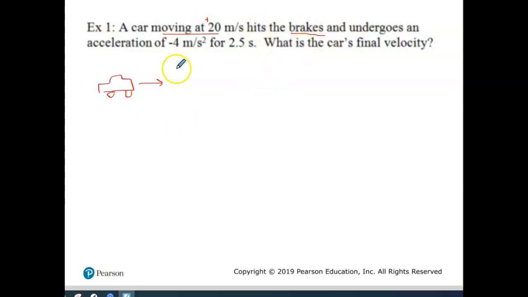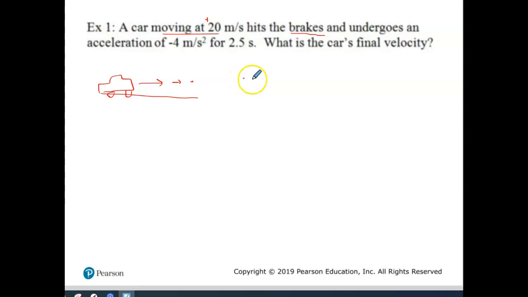So if you're in your car and you hit the brakes, what should happen to your velocity vector, your arrow? When you hit the brakes, you should slow down as long as your brakes are working. So I'm going to make this arrow get smaller. Okay, so that is the sketch. That's good enough for a picture. It doesn't have to be fancy.